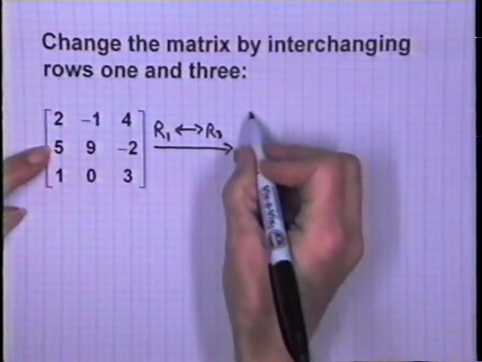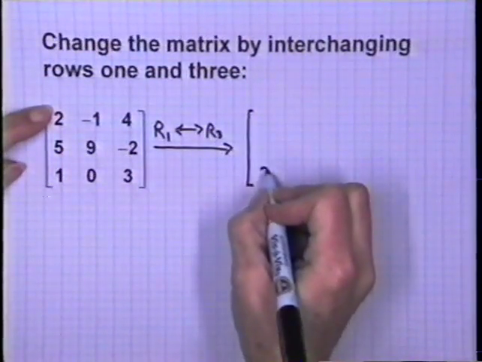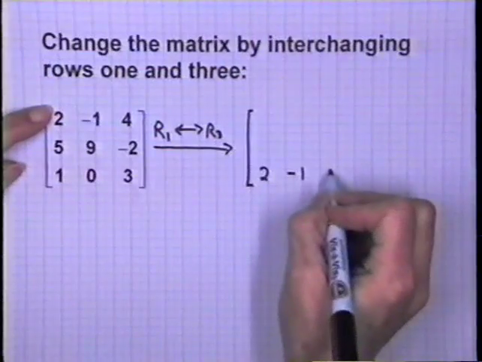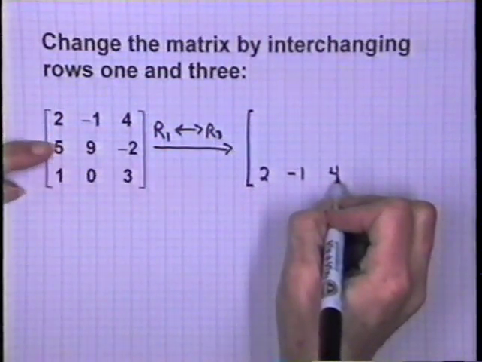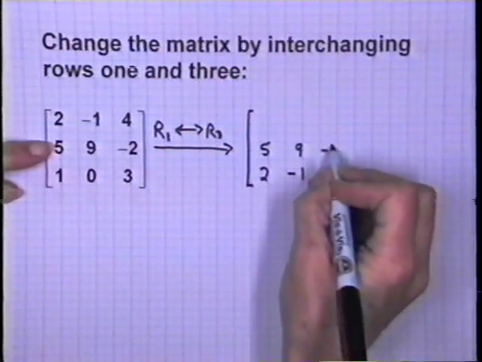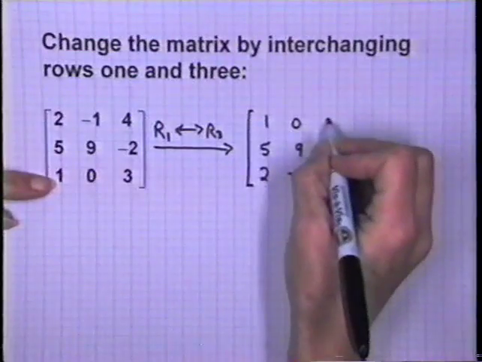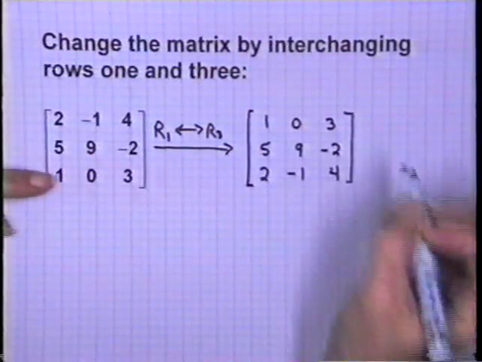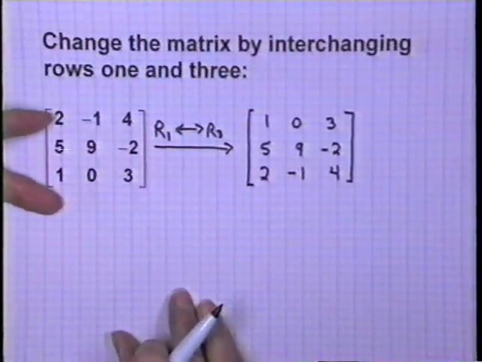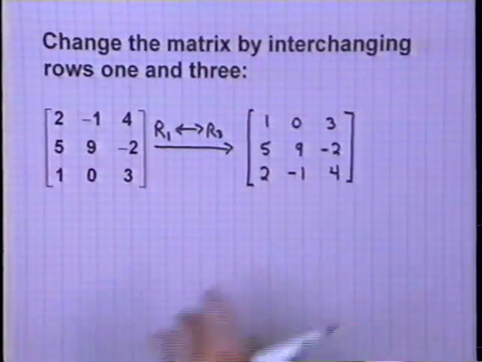So I want to do my little matrix symbol here. Row 1 is going to come down here to the bottom where row 3 was. Notice row 2 is not moving anywhere, so row 2 is still right here. But row 3 is going to go up here and take the place of row number 1. So I have simply switched rows 1 and 3. Row 2 stayed the same.